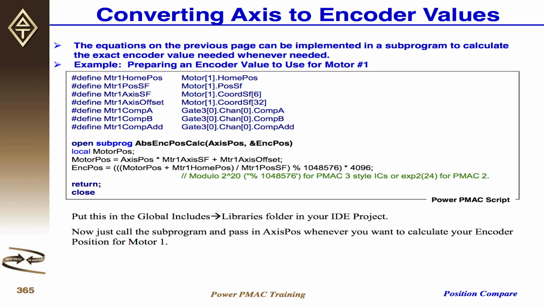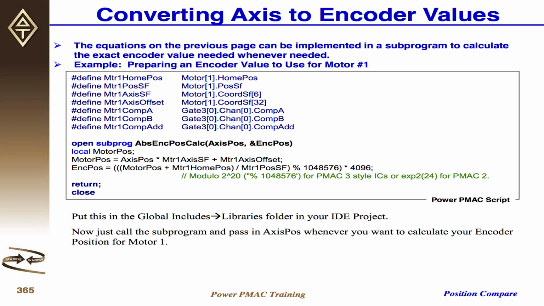So I want you all to copy this code here into a new file, put it in your global includes and libraries folder, and just name it whatever you'd like, possibly position compare reference or something. Just to step through what this does, the first thing it does is define easier ways to call all of those parameters from the previous slide. I should note, this assumes you're using motor 1 for everything. If you're using a different motor, you will need to change a couple of indices as appropriate.